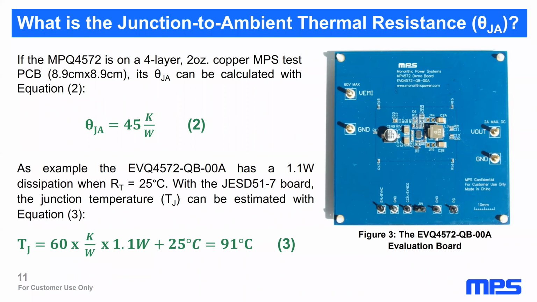What is the junction to ambient thermal resistance, theta junction ambient? On the right, we see an evaluation board for the MPQ4572. It is a 4-layer board with a size of 9 × 9 centimeters. Theta junction ambient can be calculated with equation 2. With the example of 1.1 watts at an ambient temperature of 25 degrees, we get a junction temperature of 91 degrees. But this equation is only valid exactly on this evaluation board.